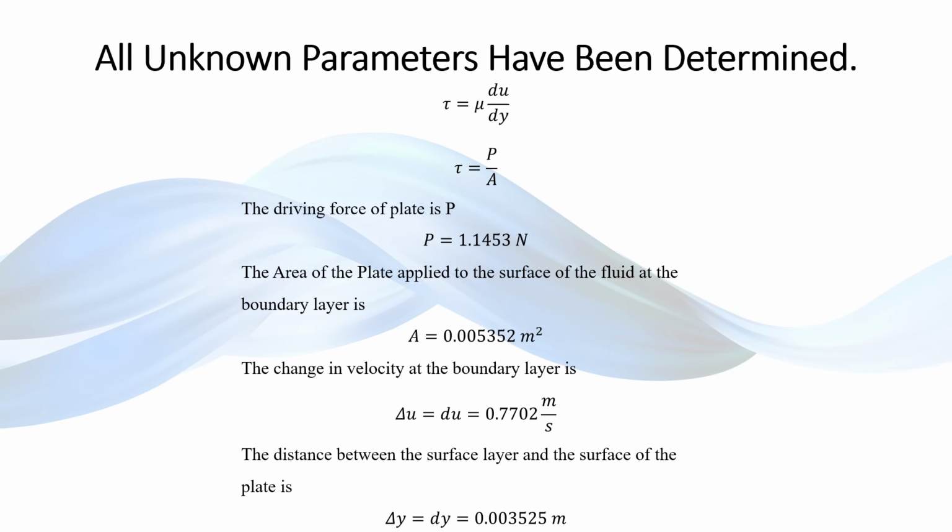At the top, we start off with the law of viscosity, which we started with. We use the definition of shear stress to be the driving force divided by the area. The driving force of the plate is given right here. The area of the plate applied to the surface of the fluid at the boundary layer is given right here. The change in velocity at the boundary layer is given right here. The distance between the surface layer and the surface of the plate is given right here.